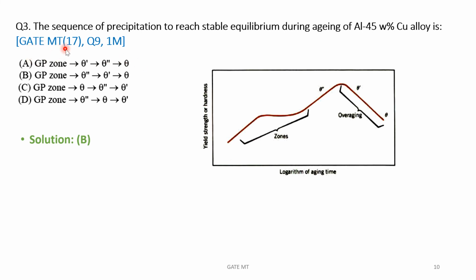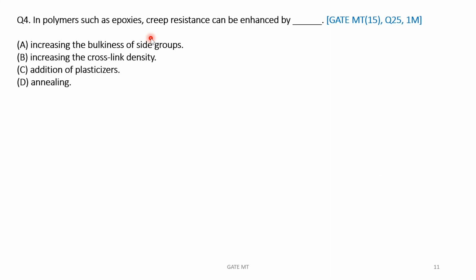It was asked in GATE Metallurgical Engineering 17 for 1 mark. So I hope it's clear for all of you. And then we will move on to our final question. In polymers such as epoxies, creep resistance can be enhanced by dash. It was asked in GATE Metallurgical Engineering 15 for 1 mark.